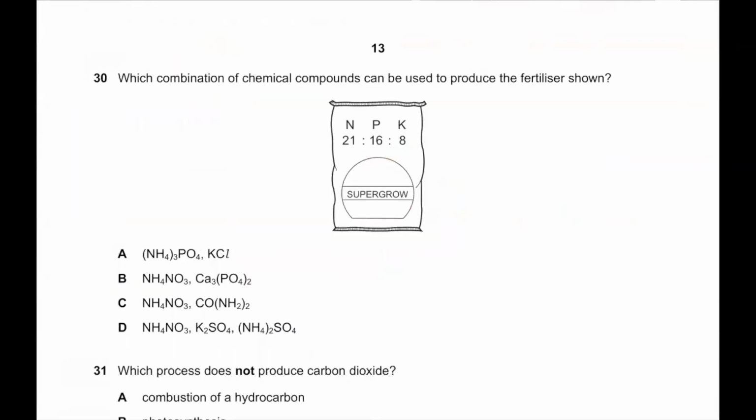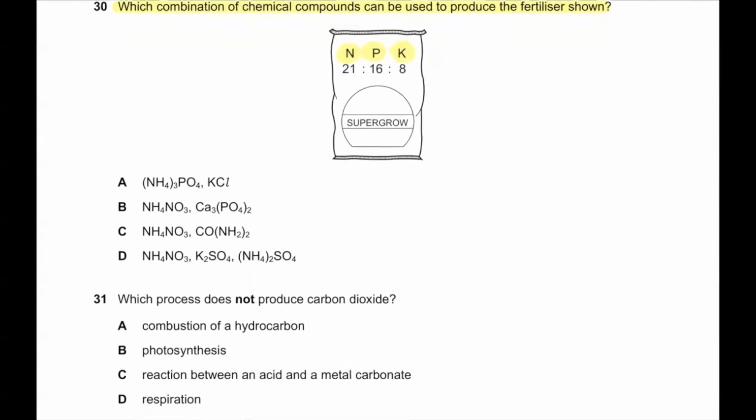Guys, moving to question number 30. Which combination of chemical compounds can be used to produce the fertilizer shown? Nitrogen, phosphorus, and potassium. So we can see NPK fertilizer refers to nitrogen, phosphorus, and potassium. If we were to use ammonium phosphate and potassium chloride, we would get nitrogen, we would get phosphorus, and we would get potassium. So this does fulfill our requirement.